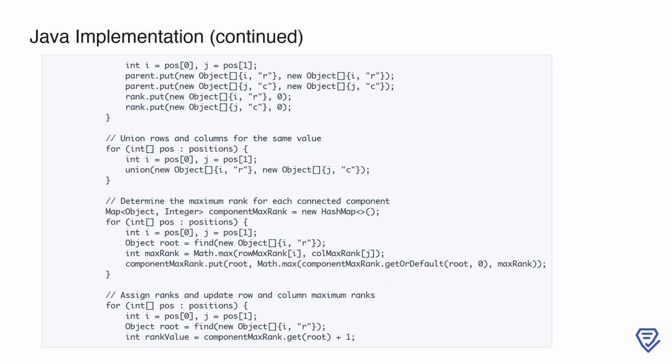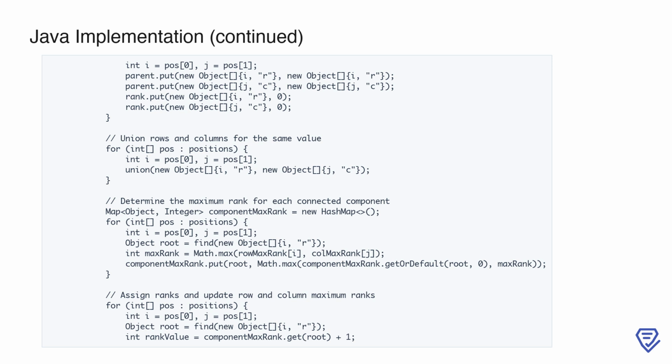For the current set of positions, we now perform union operations to connect rows and columns that share the same value. By treating rows and columns as nodes in a graph, we use the union method to group them into connected components. After establishing these connections, we determine the maximum rank for each connected component. To do this, we iterate through the positions again, finding the root of each row or column using the find method. For each root, we calculate the maximum rank based on the highest rank seen so far in the corresponding row and column. This information is stored in a map called componentMaxRank, which associates each root with its maximum rank.